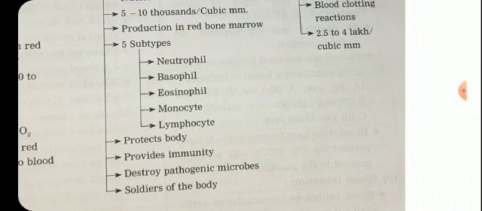Functions of WBCs: they protect the body, they provide immunity, they destroy pathogenic microbes and they act as soldiers of our body, means they act as soldiers in our body and they provide immunity also.